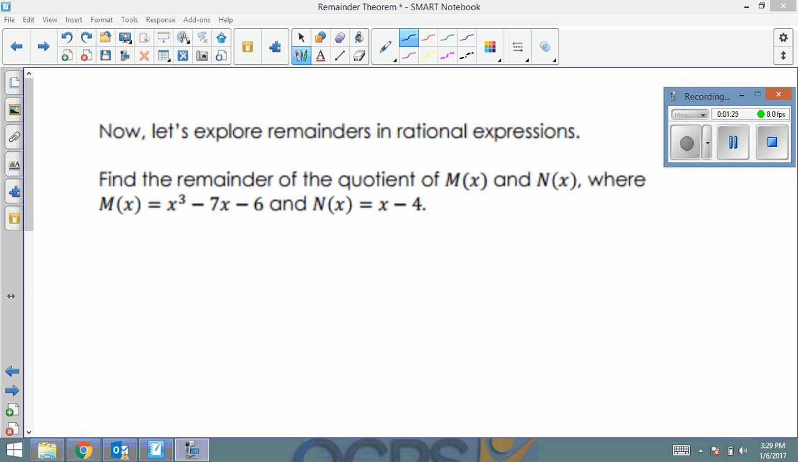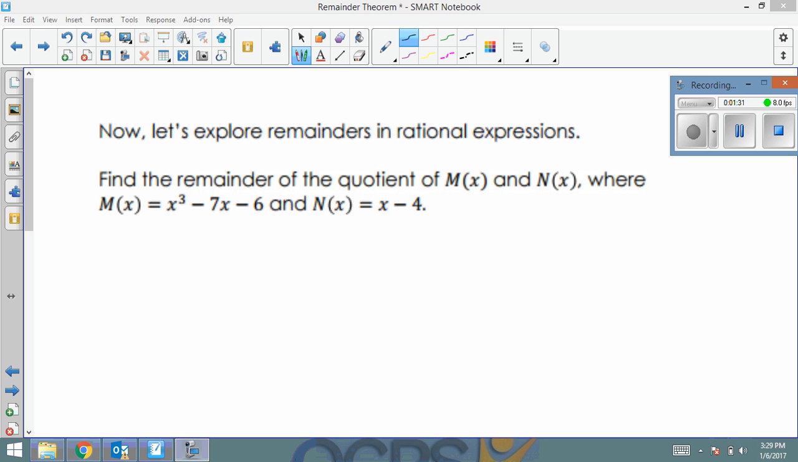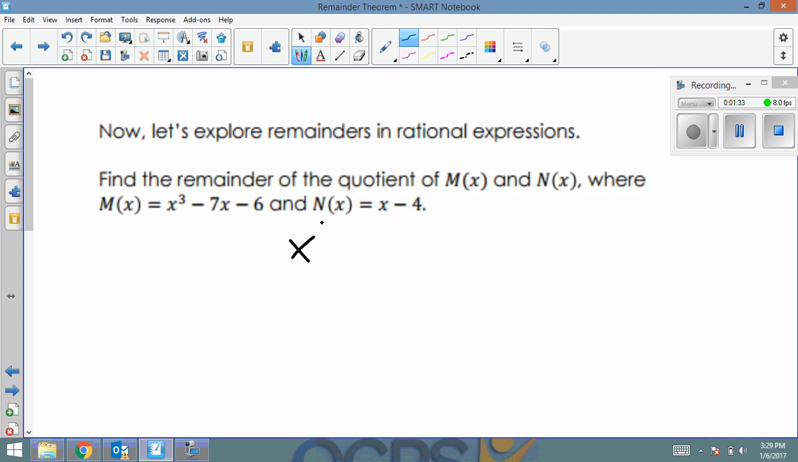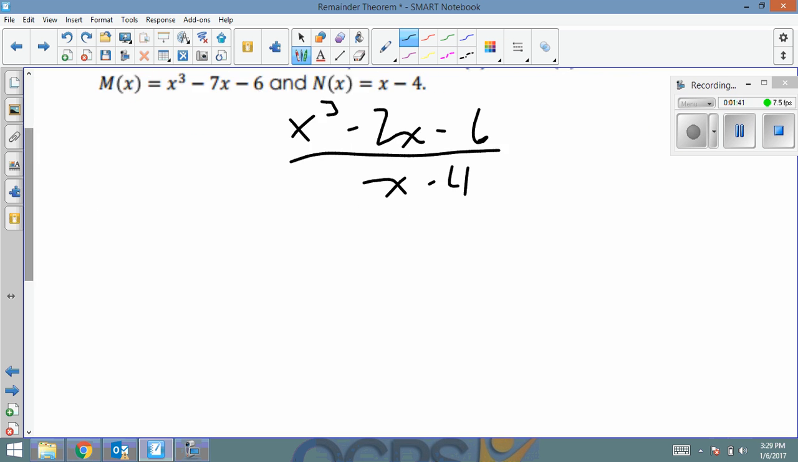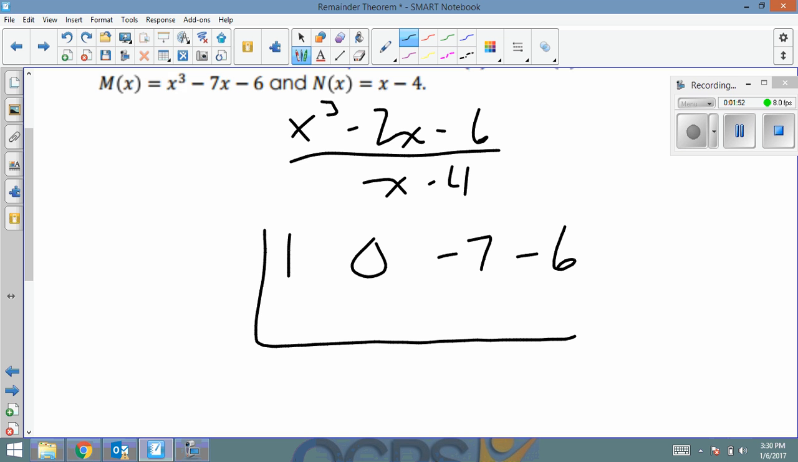So here's another one. We have x to the third minus 7x minus 6 over x minus 4. So we're going to synthetically divide. So we're going to put our coefficients. It'll be 1, 0. And the reason we put 0 is we go from x cubed to x squared, so we need a placeholder. Then -7, then -6. Okay, again, write that out here as the opposite.